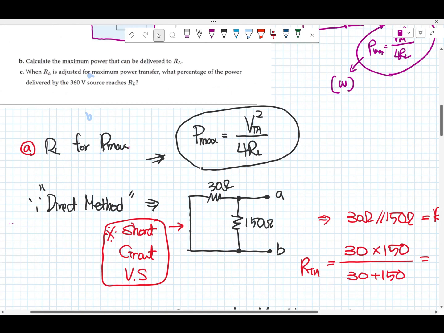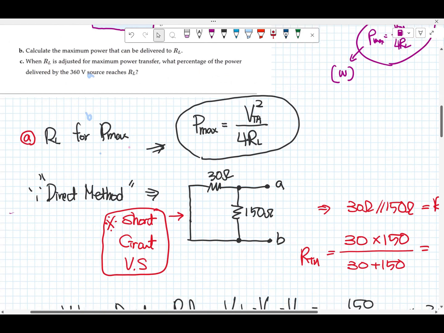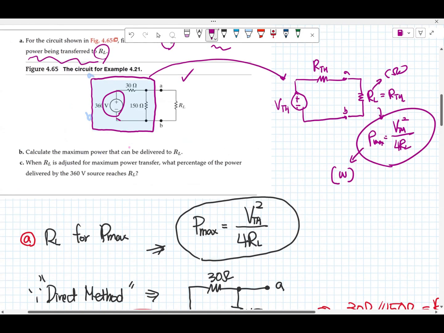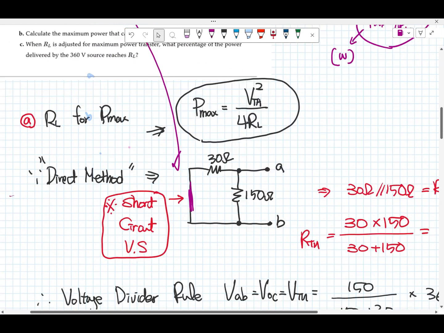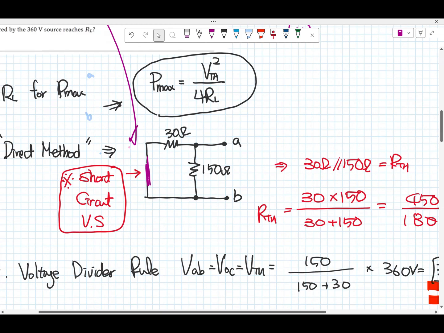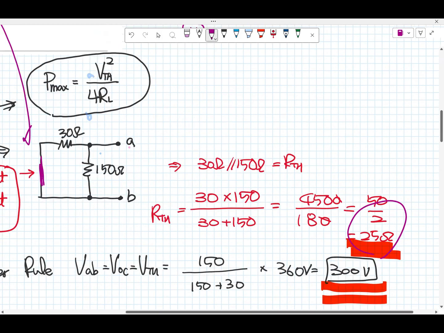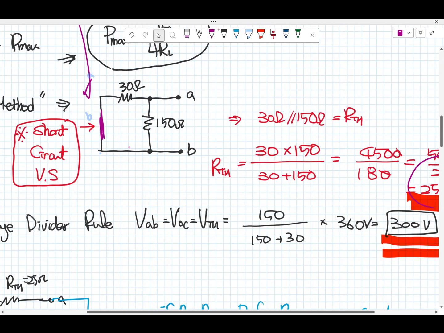All right, so I'm going to quickly go over it. Using the direct method first, we short circuit the voltage source. It means the 30 ohm and 150 ohm are in parallel. So we can calculate 25 ohm, okay? This is the Thevenin resistor.